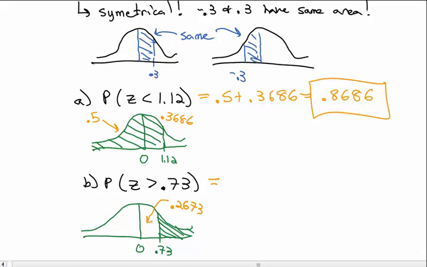But we don't want that half, we want the other half. But fortunately we remember that the entire right side has an area of 0.5. And what we don't want, so we're going to subtract it out, is the white space of 0.2673. So 0.5 minus 0.2673 gives 0.2327. And so the probability that we are more than 0.73 standard deviations above the mean is 0.2327.